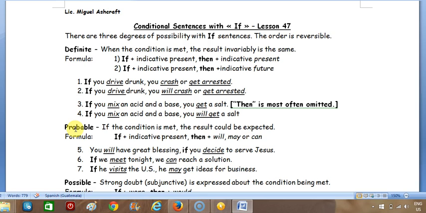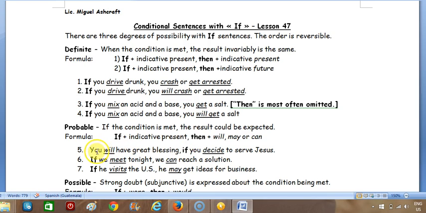Okay, let's look at our next degree of possibility, and that's probable. If the condition is met, the result could be expected. So the formula is with if, and then you're going to use either will, may, or can. Will is exactly the same as what we've seen up here. So there's a little bit of overlap in the systems, but we're describing probable situations. Of course, will is more of a sure thing than may or can. May or can is possible. I have reversed this sentence so you can see the if clause is in the middle of the sentence. That makes no difference to its meaning.